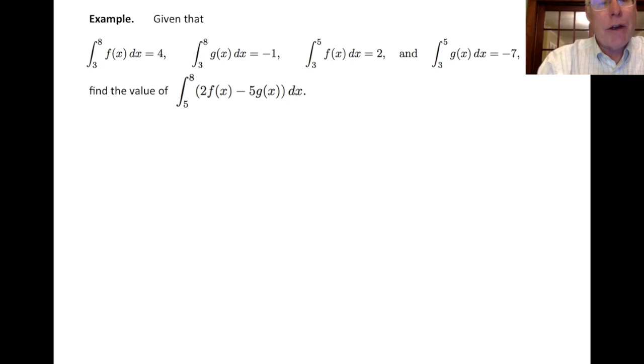In this case, we're given the values of four integrals. The integral of f of x from 3 to 8 is 4. The integral of g of x from 3 to 8 dx is minus 1. Then we have the integral of f from 3 to 5 is 2, and the integral of g from 3 to 5 is minus 7. So we're asked then to find the value of the integral from 5 to 8 of twice f of x minus 5g of x dx.